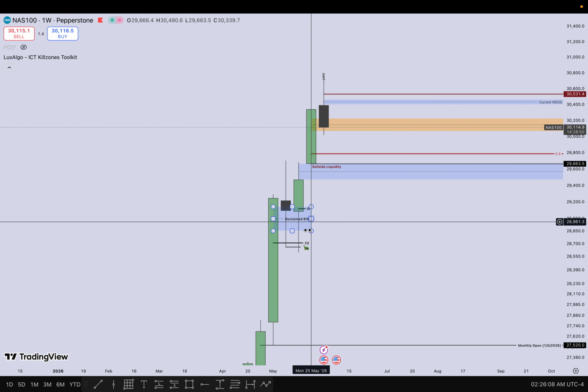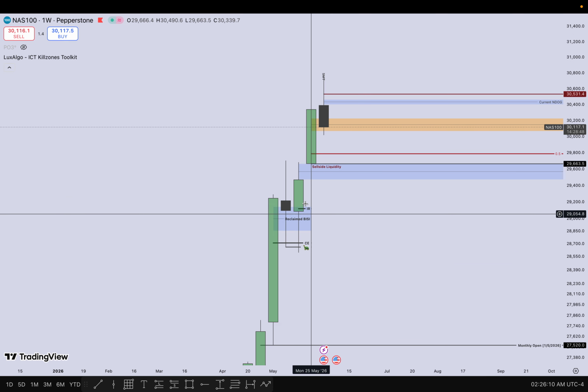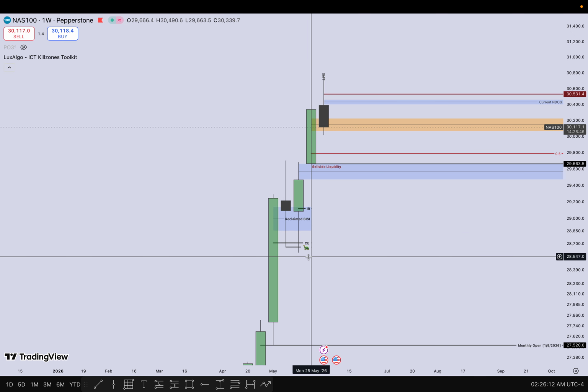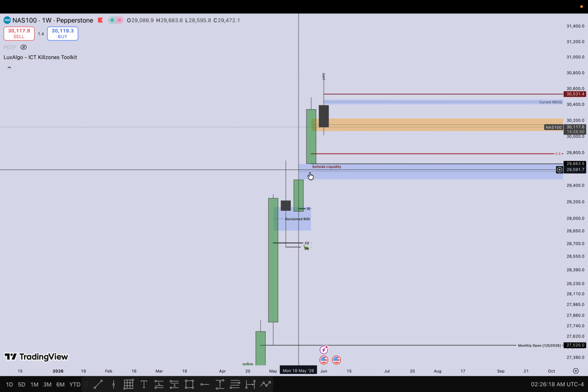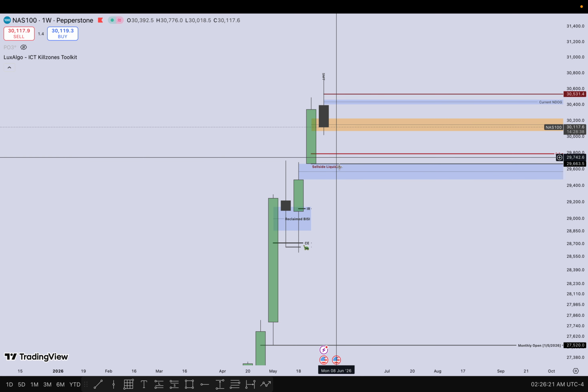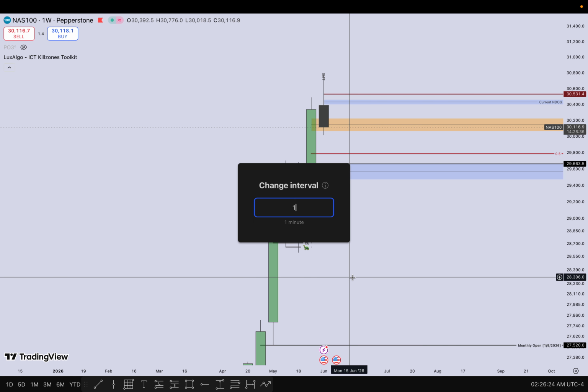On the weekly chart, what happened in the previous weeks? We have traded into this BC liquidity, external, internal, external, and what's happening right now? We have an inefficiency right up here. That is the only thing we can see in the weekly. Let's go into the daily.